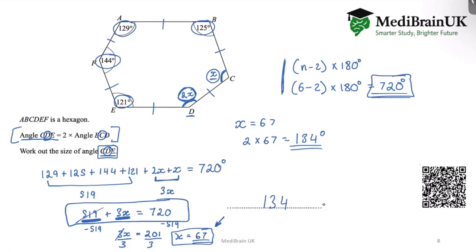But do we want to work out what x is? No, we want to work out what angle D is. And we know that angle D is two lots of x. It's not just x, it's two lots of it. So if x is equal to 67, we want to work out what 2x is. So we're going to do 2 times 67, and that's going to get you 134 degrees. And that's your final answer.